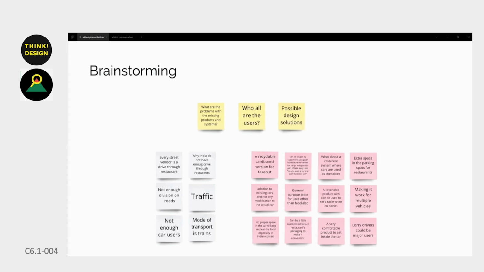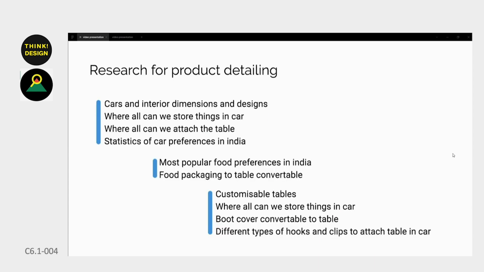We identified a few areas that we wanted to get more information on for product specifications from the brainstorming. Then we came back and discussed all the major factors affecting our problem statement. We focused on topics: cars, foods, and tables. We looked at dimensions of cars, the interiors of most of the cars bought in India. We looked at places inside the car to store and attach the tables. We looked at how the data released by online food delivery services about the major food selected by the users. And also we looked at pros and cons of existing solutions.